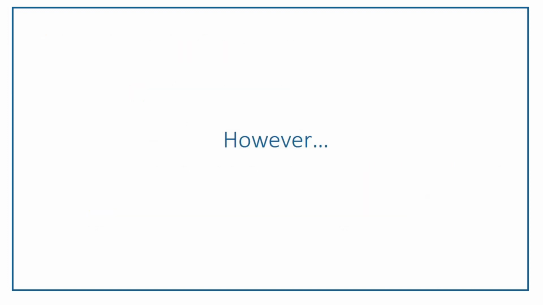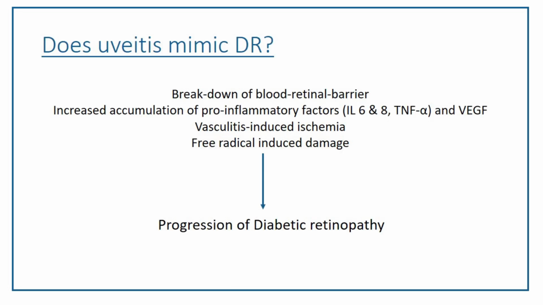However, let's think about it from the other side of things. Can uveitis mimic diabetic retinopathy in any form, or is uveitis also responsible for progression of diabetic retinopathy? A lot of pathophysiological mechanisms between uveitis and diabetic retinopathy converge. Breakdown of the blood retinal barrier, increased accumulation of pro-inflammatory factors like interleukin 6, 8, and tumor necrosis factor alpha, and accumulation of VEGF are seen in both diabetic retinopathy as well as uveitis. Uveitis also leads to vasculitis-induced ischemia and free radical-induced damage. All of these will finally lead to an increase in the diabetic retinopathy process.